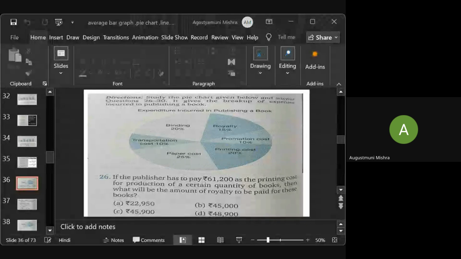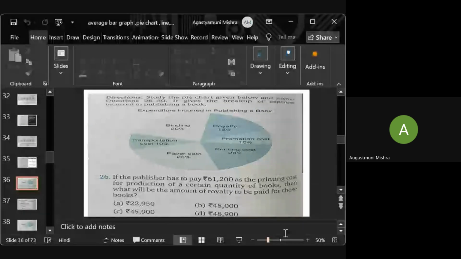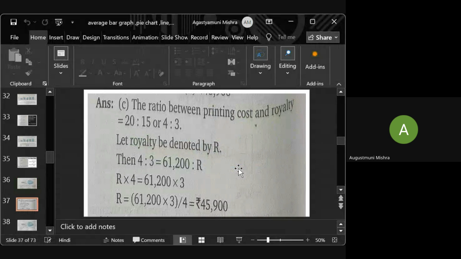Okay, one response we have, that is C. I'm just going to change the slide within a few seconds. Okay, now I'm changing the slide. One, okay, 9180. Okay, so here the answer is C.